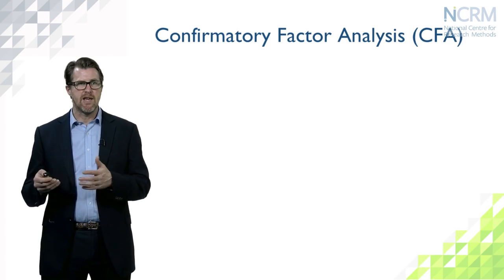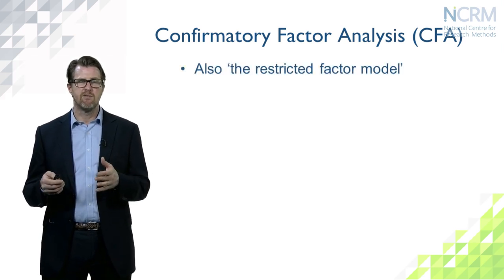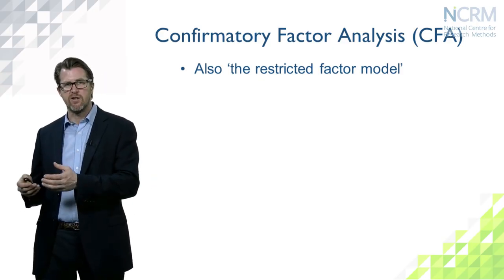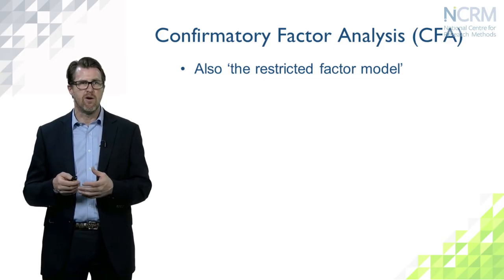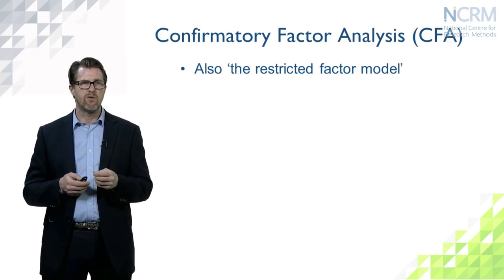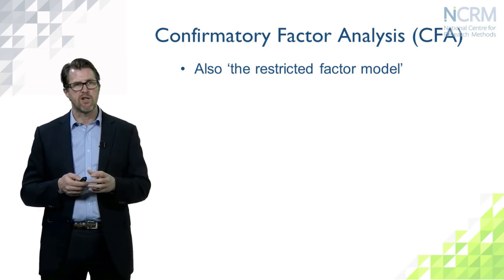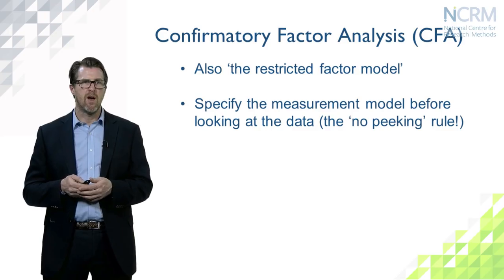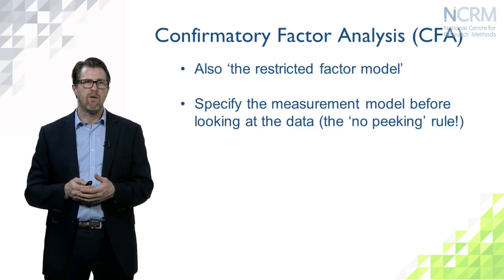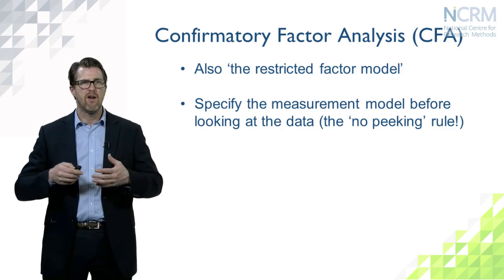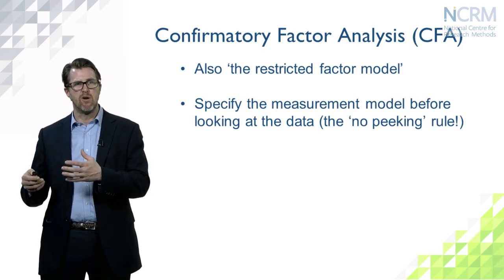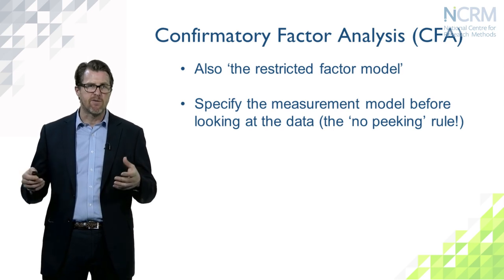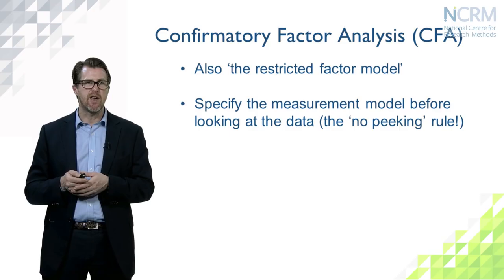So confirmatory factor analysis is also referred to as the restricted factor model, because unlike EFA, it places restrictions on the parameters of the model. It can't be therefore rotated. You can't rotate the solution. There is only one unique solution for the CFA. And the key difference now with CFA to EFA is that we specify our measurement model before we've looked at our data. And this is sometimes referred to as the no peeking rule.